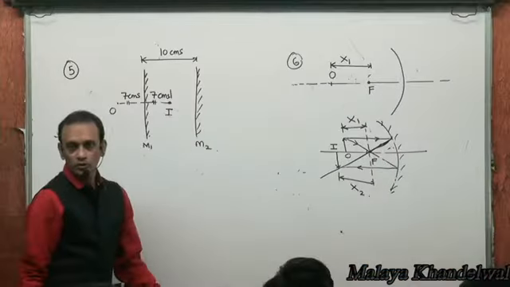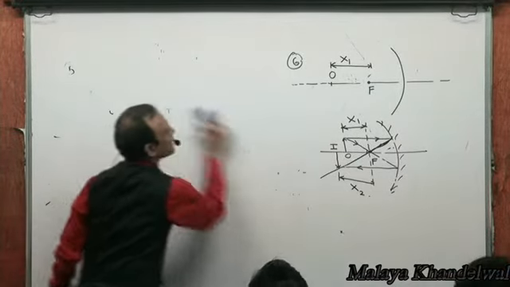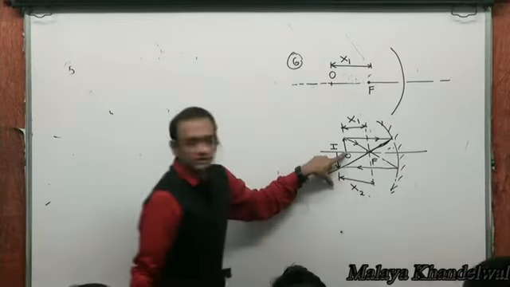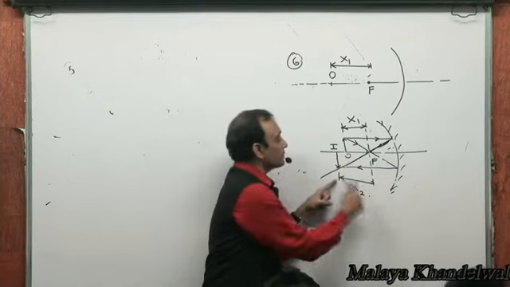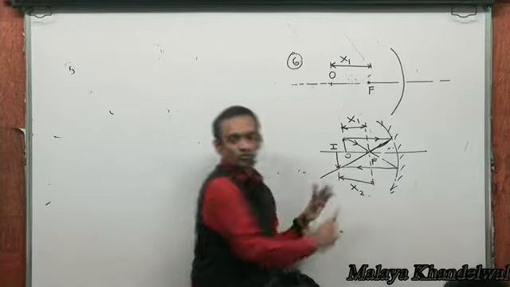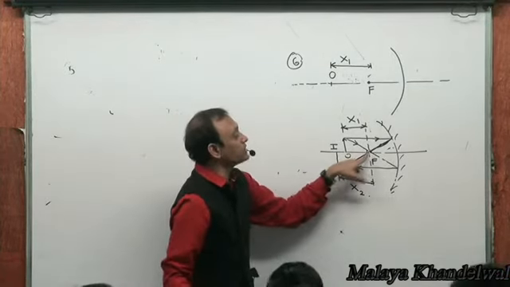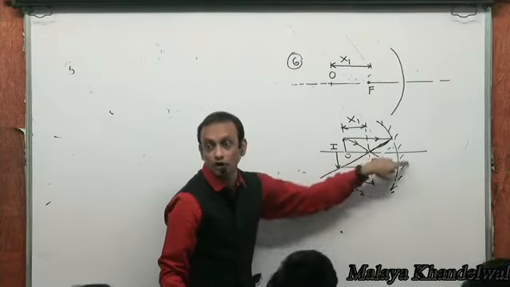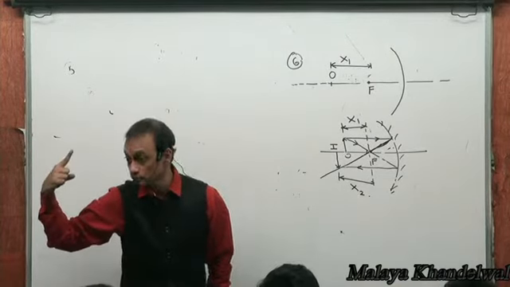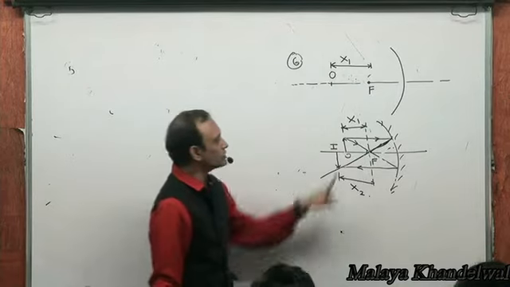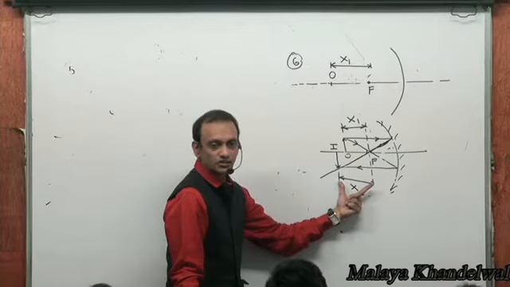The next problem, number 6. Problem number 6 is about an object O at a distance x1 from the focus. Its image I is formed at a distance x2 from the focus. Right? Real image. So obviously the object cannot be between the pole and the focus, because then the image would have been virtual. So the object is obviously to the left of the focus at a distance x1 from the focus. Its image is formed at a distance x2 from the focus.